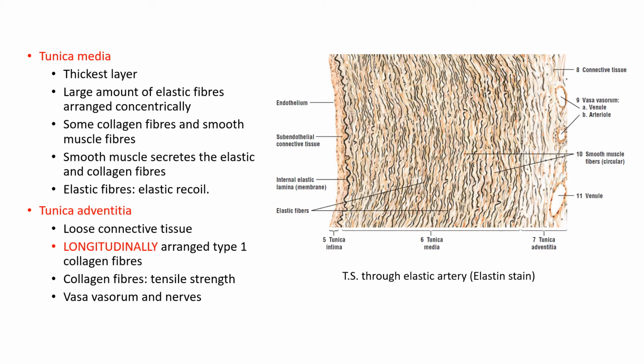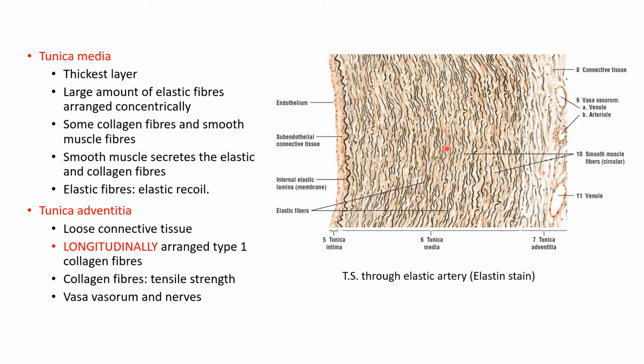Now the tunica media of an elastic artery. This is a transverse section through the wall of an elastic artery that has been stained with a special stain to highlight the elastic fibers. The previous figure was hematoxylin and eosin stain. This is a special stain, and you can see that in the tunica media there are large amounts of elastic fibers which are arranged concentrically. Also, there are some collagen fibers and some smooth muscle fibers.